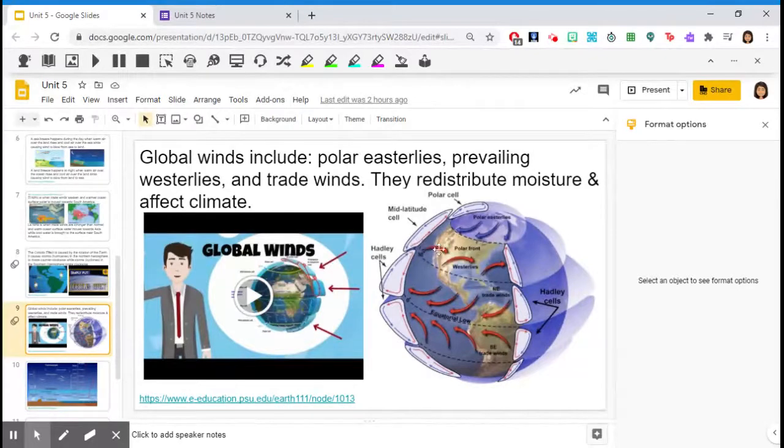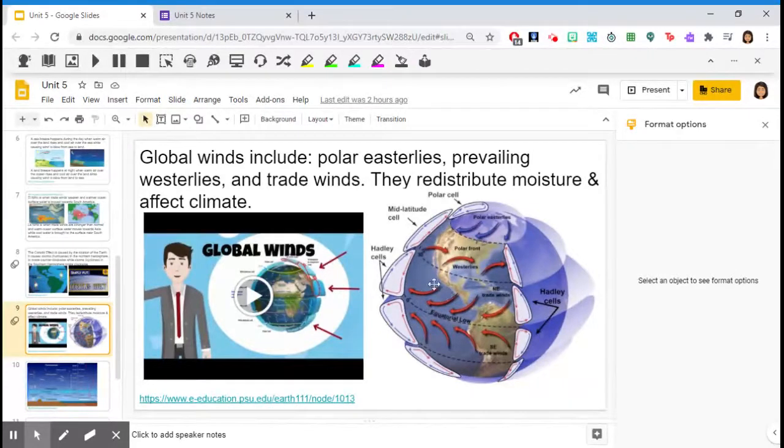Prevailing westerlies are in the mid-latitudes, so where we are in the US, but they also exist in the southern hemisphere as well. The prevailing westerlies travel from west to east. This is why weather in the US moves from west to east. So if we know that there's rain in Tennessee, there's probably going to be rain in North Carolina because weather moves west to east in our latitude.